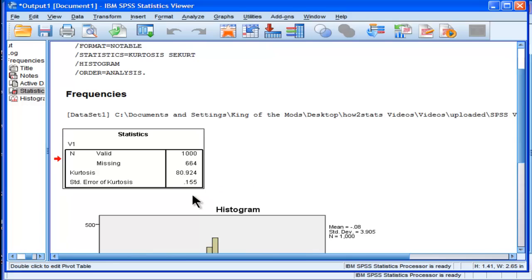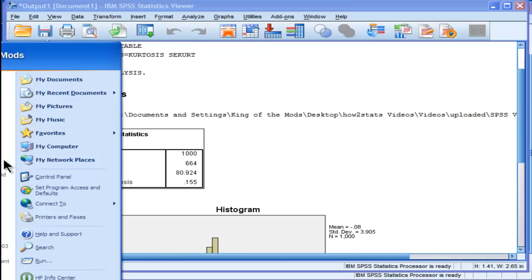Now, to determine statistical significance of kurtosis, you need to divide the kurtosis value by the standard error of kurtosis, and any value larger than 1.96 or negative 1.96 is going to be statistically significant. So it's using the Z table to determine statistical significance.